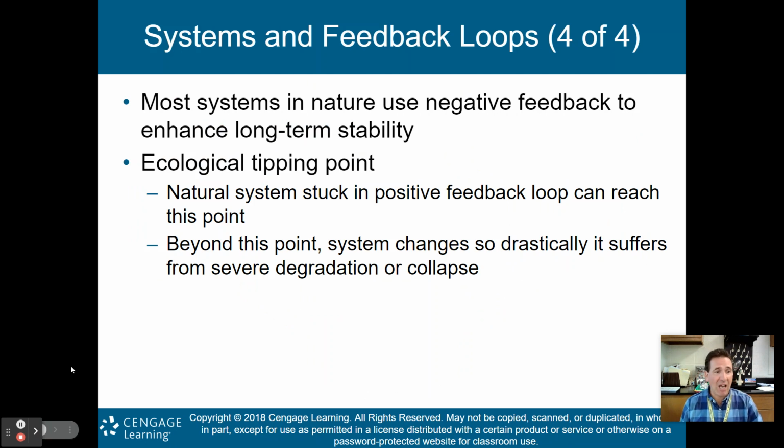So systems and feedback loops. Most systems in nature use negative feedback to enhance long-term stability, right? You would want that negative feedback loop to be stable. Unfortunately, positive feedback loops lead to unstable conditions, which could lead to an ecological tipping point. Natural systems stuck in a positive feedback loop can reach this point, like melting glaciers. Beyond this point, the system changes so dramatically that it suffers from severe degradation or collapse. And that's basically what we're going to talk about for the next couple of months here in this class.